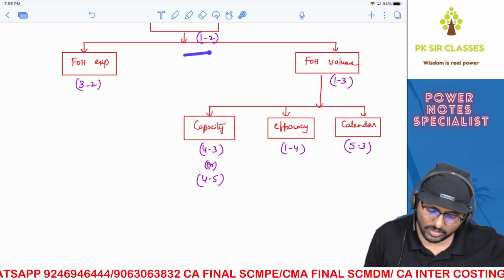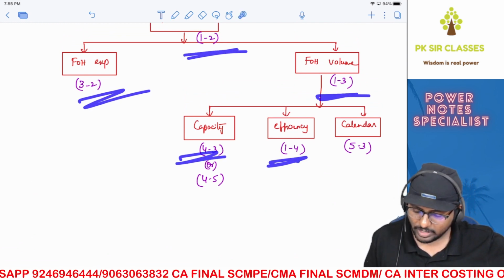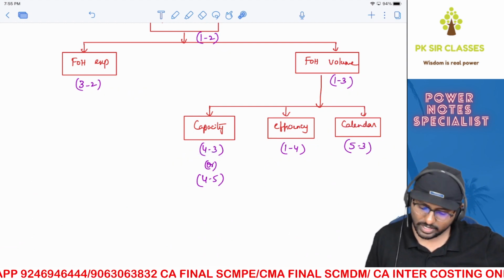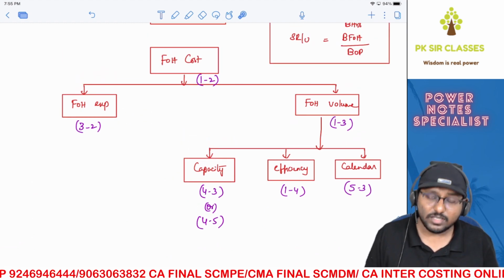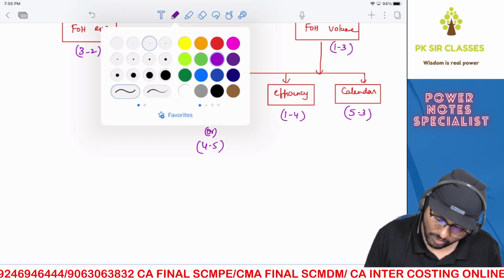So almost all these formulas are the same. 1 minus 2, 3 minus 2, 1 minus 3, 4 minus 3, 1 minus 4. The only new thing is the calendar variance, which is 5 minus 3. Except for that, everything is the same. Okay, so let's put the formulas in now.